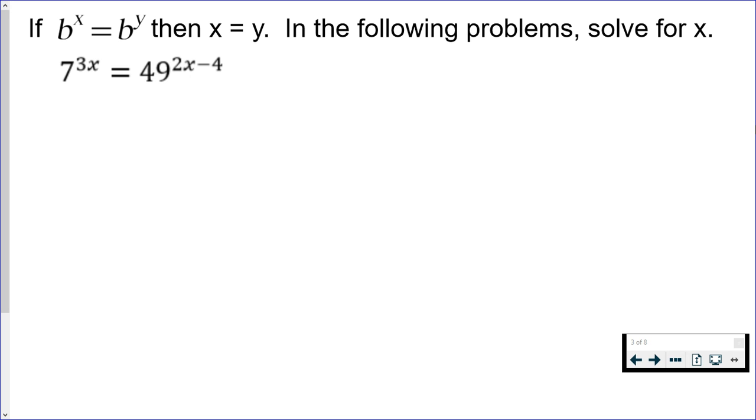I have 3 examples in this video. I'm going to show you how to solve for x. As you can see, I've got exponents that contain the variable x. There are a few ways that you can solve these.